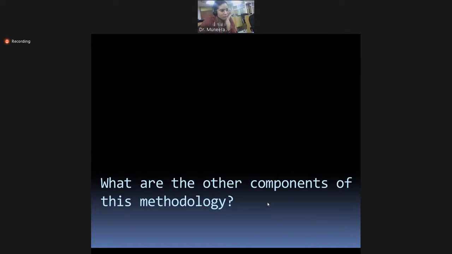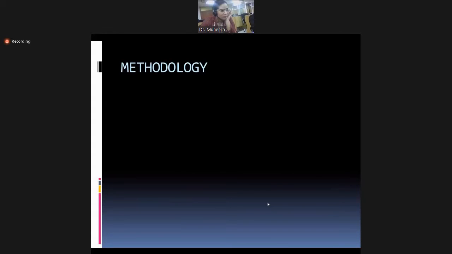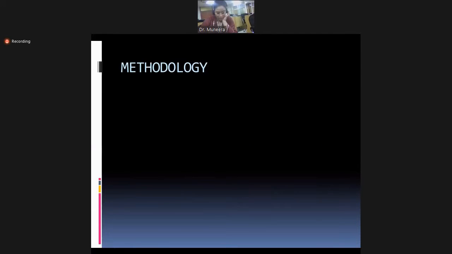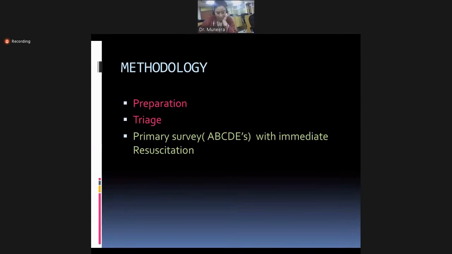This methodology includes the primary survey, but before that, we have preparation and triage. This is the part done in the field when the trauma occurs. So it's a pre-hospital component, the preparation and triage. The third component, the primary survey, occurs within the hospital setting because in the scenario, your patient was presented to the hospital. That's why the upper two components are not incorporated here. We'll start directly from the primary survey.